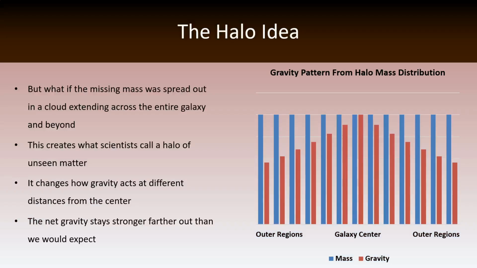The halo idea. But what if the missing mass was spread out in a cloud, extending across the entire galaxy and beyond? This creates what scientists call a halo of unseen matter, and it changes how gravity acts at different distances from the center. As you move farther out, the gravitational effects combine differently, so the net force changes with distance. These effects combine so that the net gravity stays stronger farther out than we would expect, instead of dropping off like a concentrated central mass. But this only works if the halo is distributed in just the right way to produce that extra gravity.